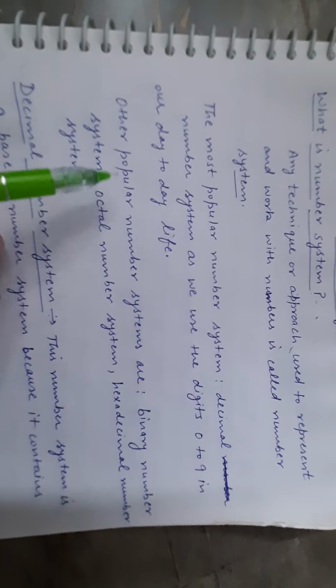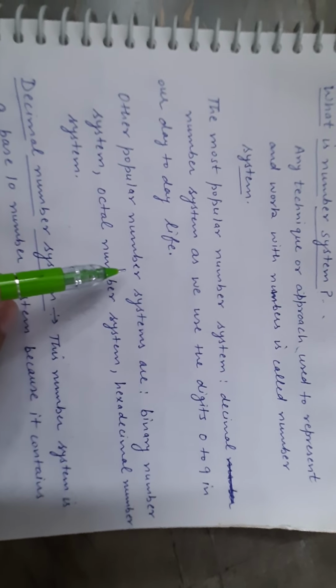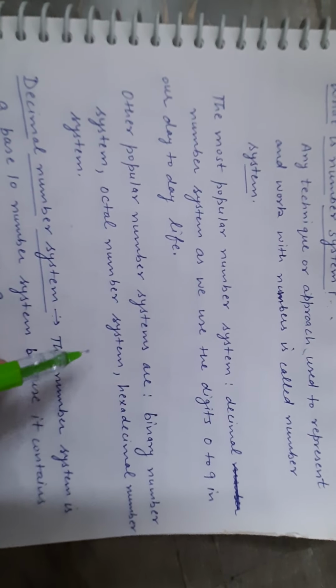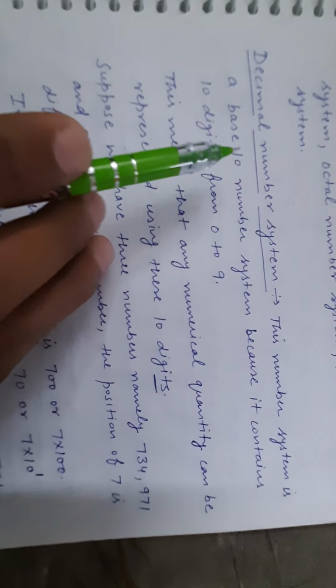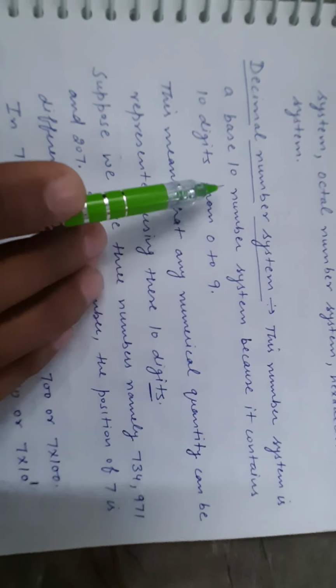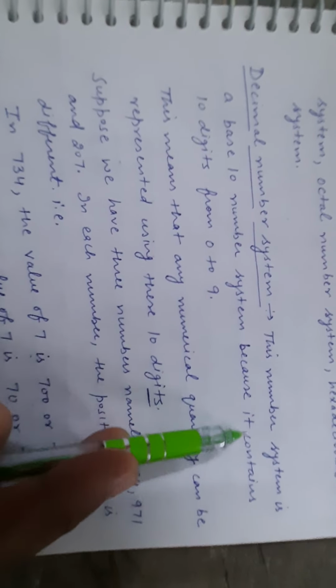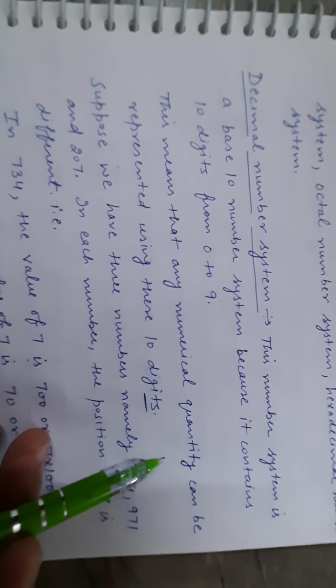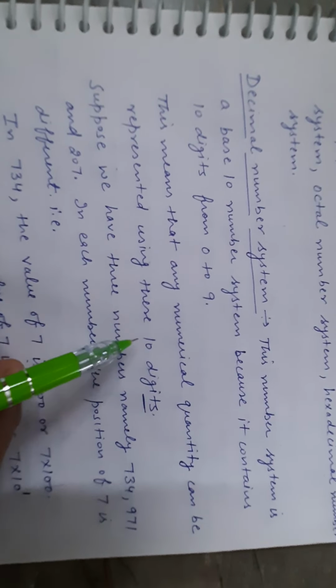Similarly, apart from decimal number system, the other number systems are as follows: binary number system, octal number system, and hexadecimal number system. Now, what is decimal number system? A decimal number system is a base 10 number system because it contains digits from 0 to 9. So it means that any numerical quantities can be represented using these 10 digits. So 10 digits means from 0 to 9.